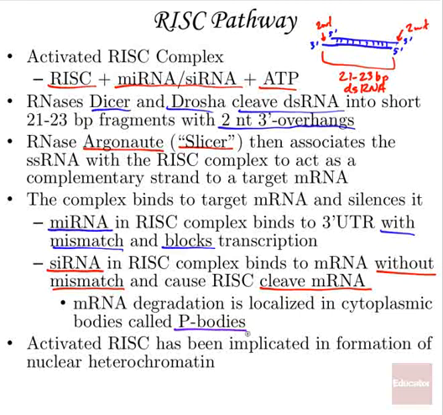Okay. So importantly, we have activated RISC, the RNA-induced silencing complex, being implicated in formation of nuclear heterochromatin. So meaning we can have RISC actually not just cleaving these mRNAs, but can actually somehow be a part of epigenetic changes. So actually not even allowing transcription to happen. So that's kind of cool.